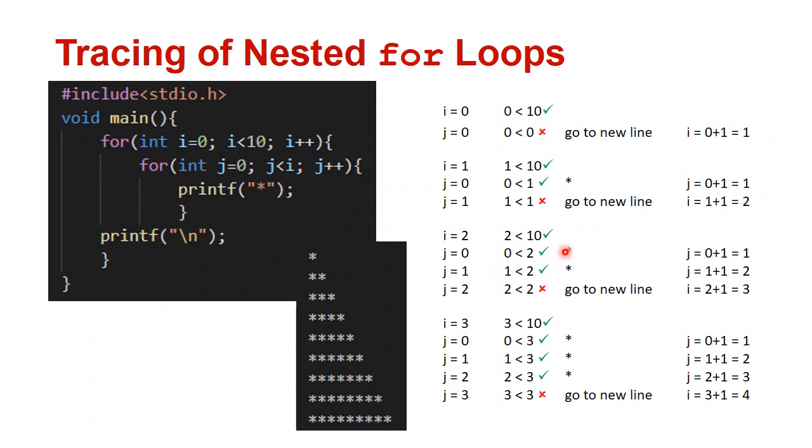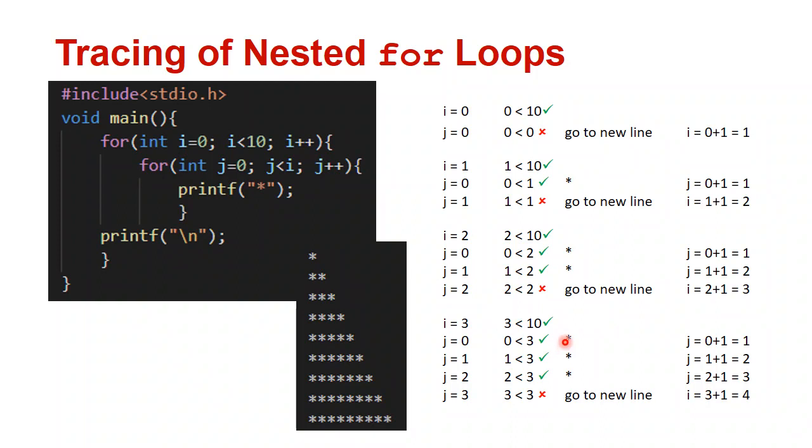In the second one there are 2 stars, because here j can go through 2 numbers, j can be 0 and 1, so it will print 2 stars. After that it will go to the new line, because when it skips the inner for loop and the outer for loop statement, it will go to the new line. So here also again it goes to the new line.